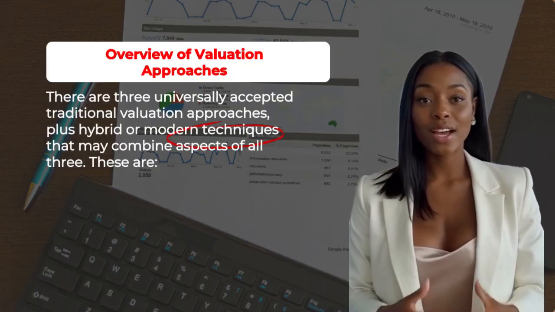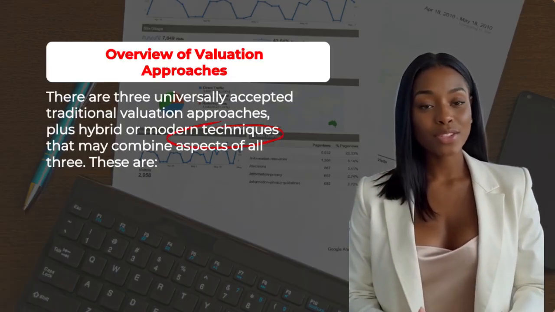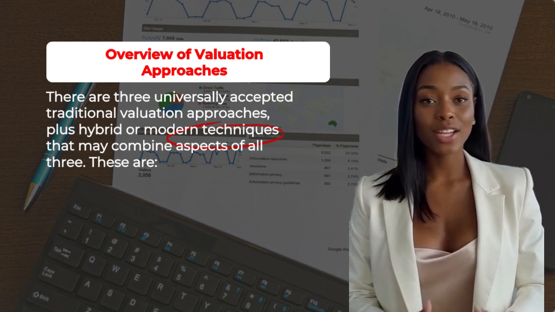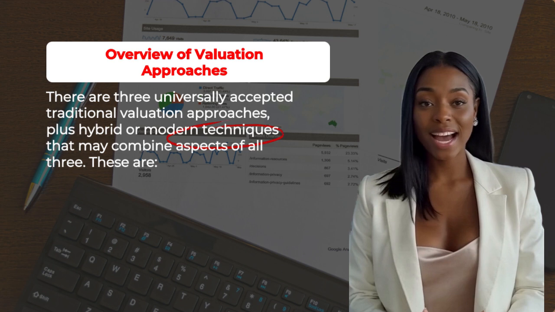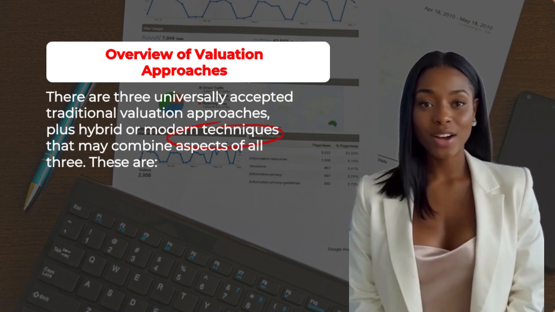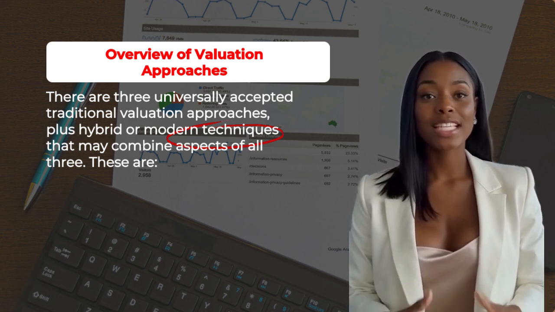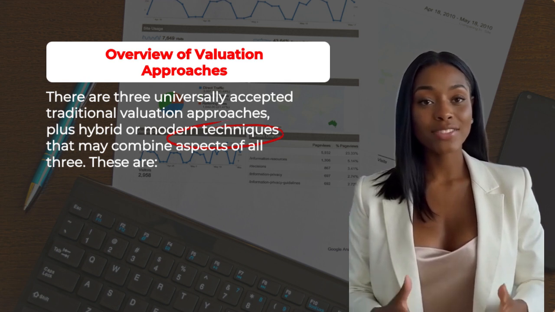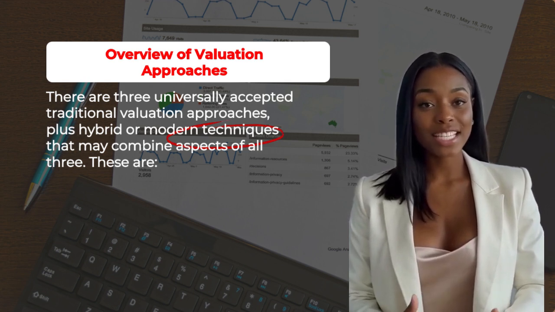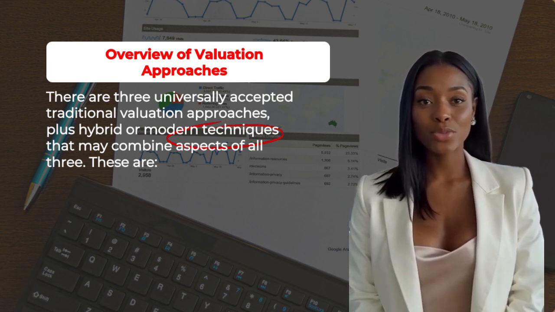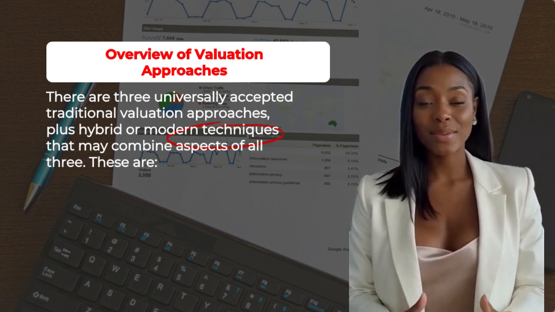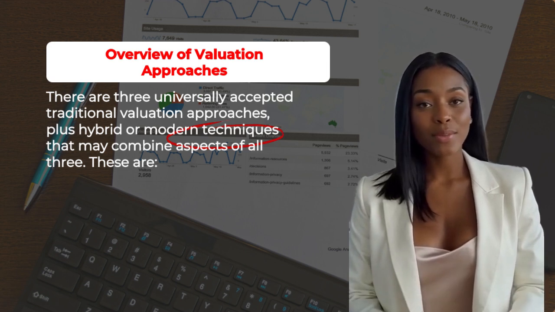1. Overview of valuation approaches. There are three universally accepted traditional valuation approaches, plus hybrid or modern techniques that may combine aspects of all three. These are the comparative (sales comparison) approach, the investment (income capitalization) approach, the cost (contractors) approach, and the residual, profits, and DRC methods, which are specialized or hybrid methods.